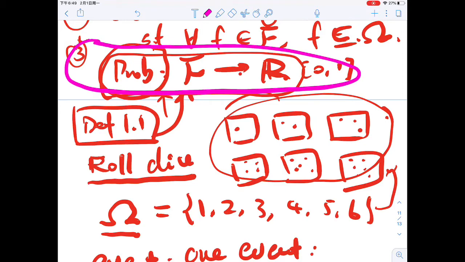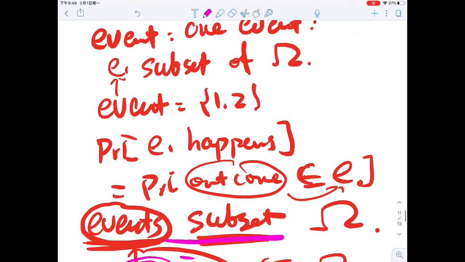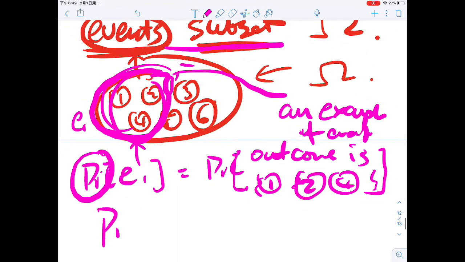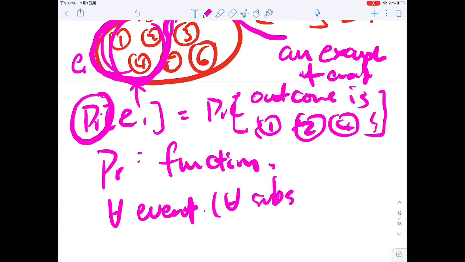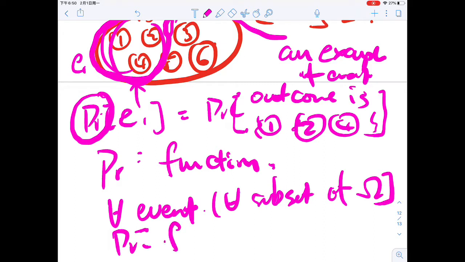So we want a probability statement here, the probability function. The probability here is actually a function, and this function has this property that for any event, basically for any subset of omega, we need to be able to map this event to a number.